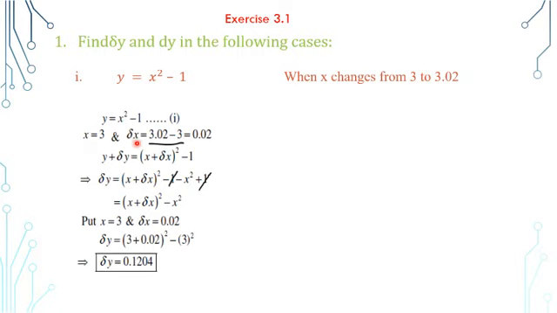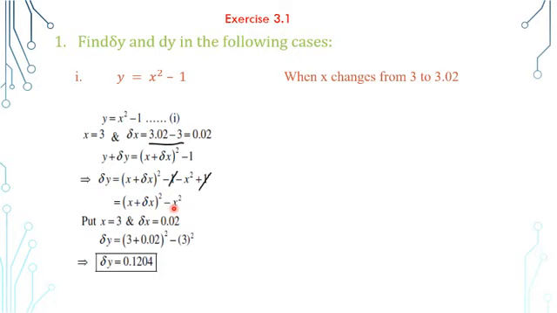X is equal to 3 and del x is equal to 3.02 minus 3, that is 0.02. Replace y by y plus del y and x by x plus del x. Take y to the right hand side and replace the value of y, that is x square minus 1. Signs change, minus 1 cancels out with this plus 1, so del y is equal to x plus del x whole square minus x square. Now replace the value of x and del x.